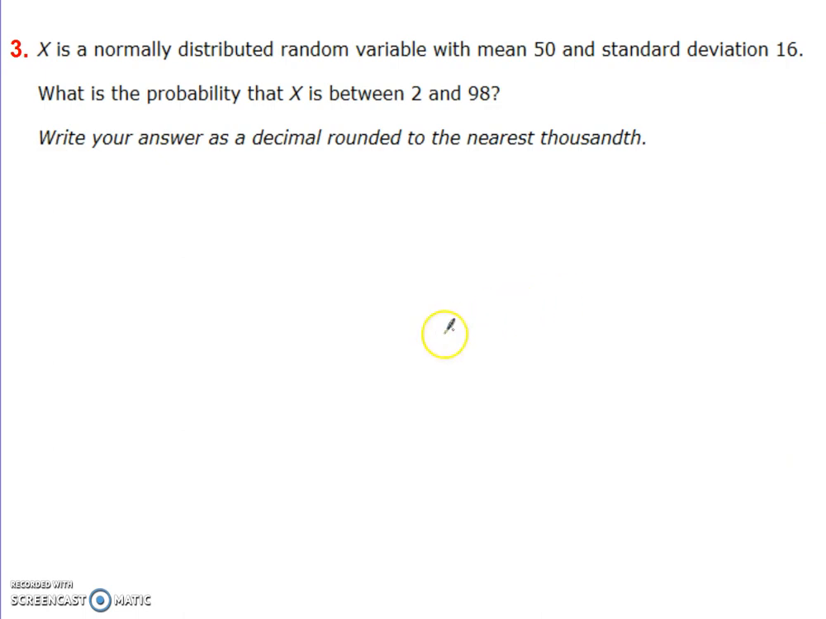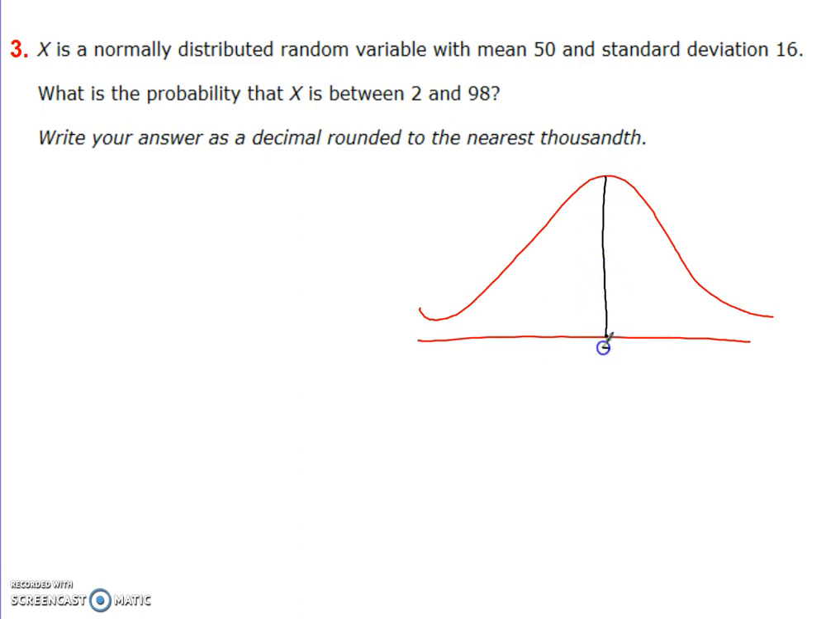X is a normally distributed random variable with mean 50 and standard deviation 16, so this is 50. What's the probability x is between 2 and 98? So from 50, keep subtracting the standard deviations. So 50 minus 1 times 16 or 2 times 16 or 3 times 16. How many multiples of the standard deviation? How far away is 2? So I'm going to keep subtracting 16 till I get the number 2. When I subtracted it 1 time, I got 34. Keep subtracting 16, I got 18. Keep subtracting 16, I got 2.